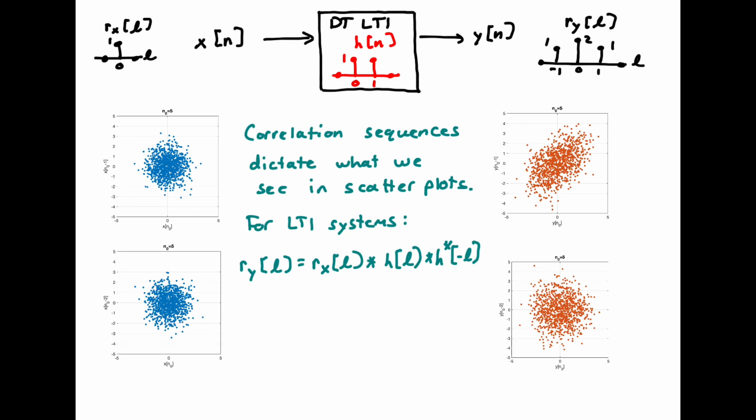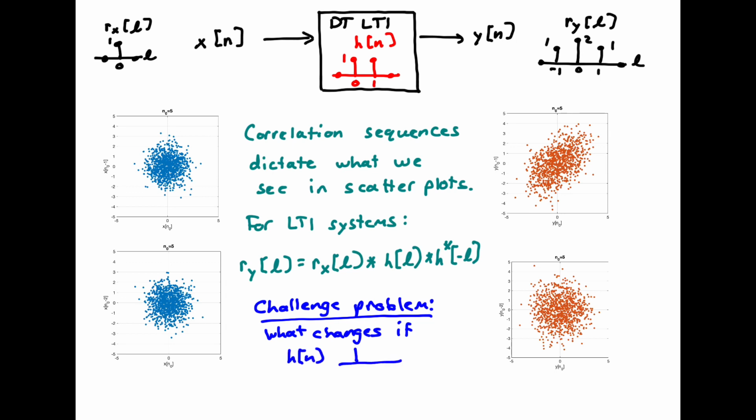So if you want, here's a good challenge problem for you that you can think about on your own. What changes if h of n looks like this, 1 and minus 1 instead of 1 and 1? So what would change in these scatter plots if you changed the impulse response?